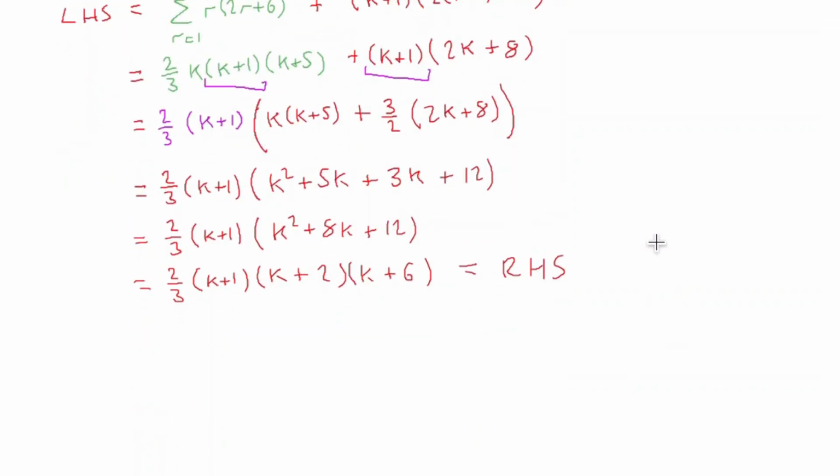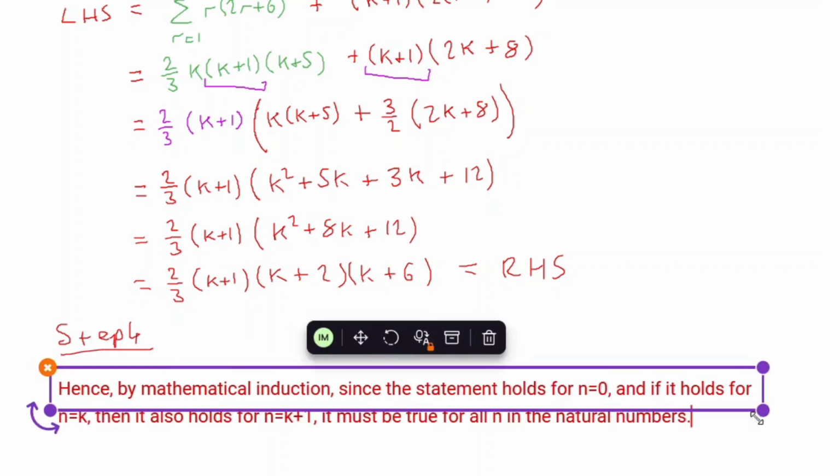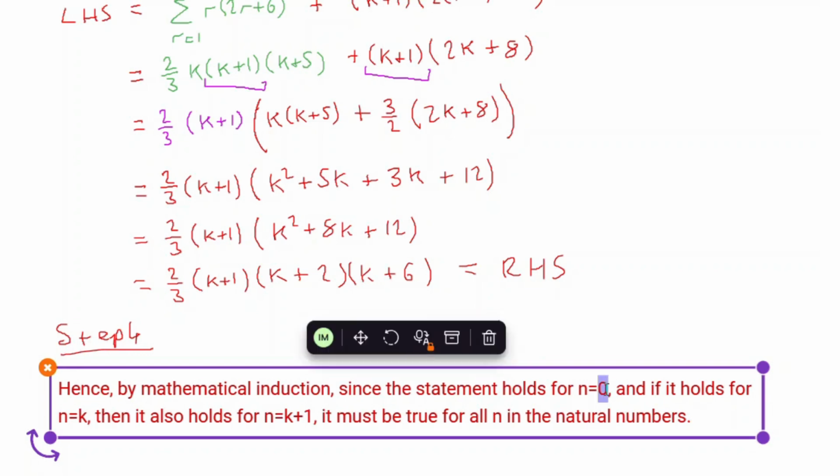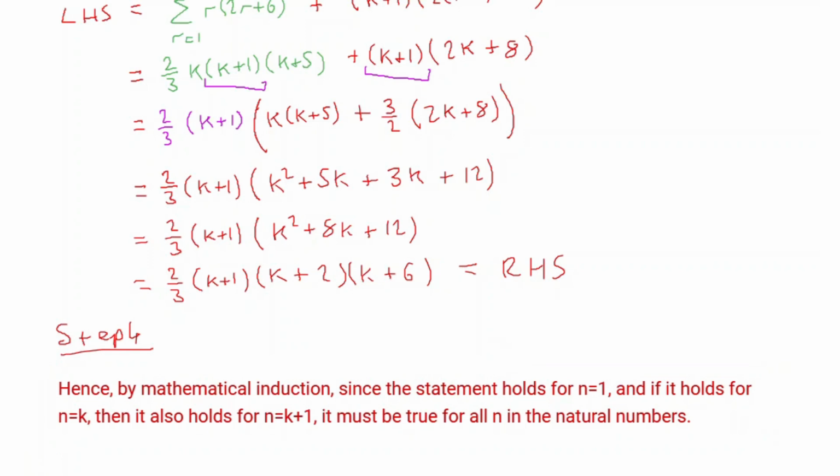This is a proof by induction, so we always finish it the same way. We always finish a proof by induction with step 4, which is our conclusion. And our conclusion says pretty much exactly the same thing as it always does, with the one change from the previous one, which is that it has to be n equals 1, because our base case was n equals 1.